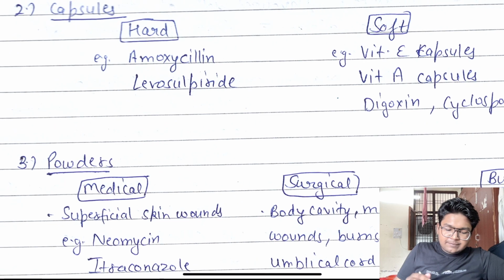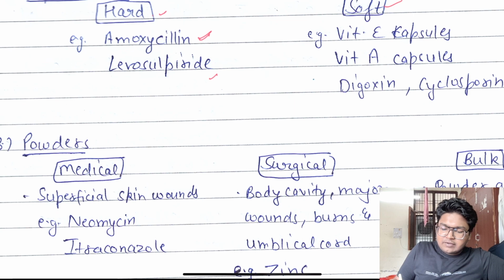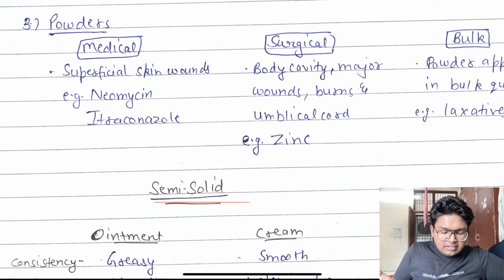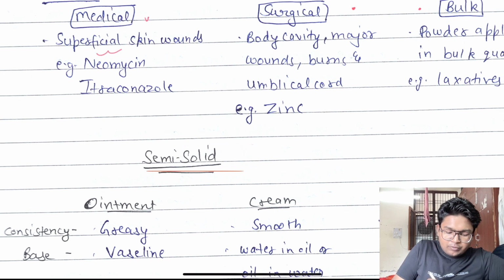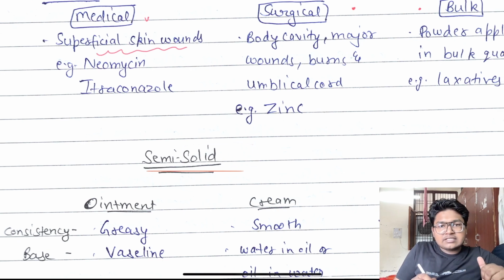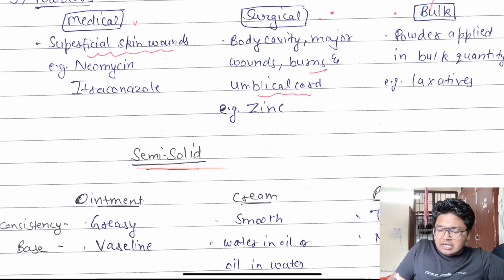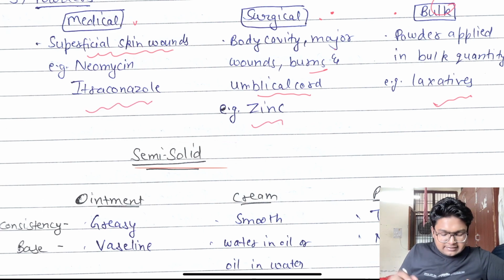Then we have capsules. Capsules are of two types, hard type and soft type. Hard capsules are like amoxicillin, levosulpiride. Soft capsules are vitamin A capsules, digoxin, etc. Then we have powders. Powders we have medical powder, surgical powder, and bulk powder. Medical powders are to be used on superficial skin wounds. Surgical powders are to be filled in cavities like body cavities, major wounds, burns, umbilical cord, etc. And bulk powders are to be applied in bulk quantities, like laxatives and to administer itraconazole, zinc, and laxatives.